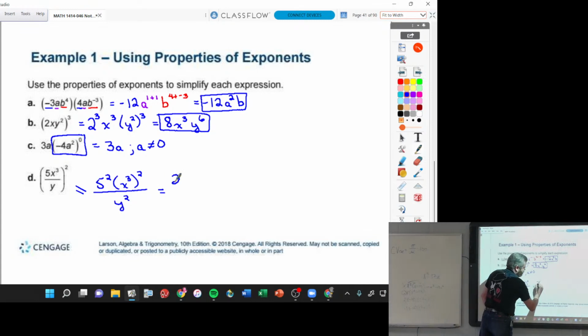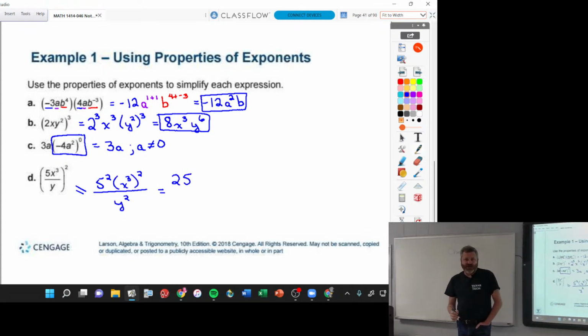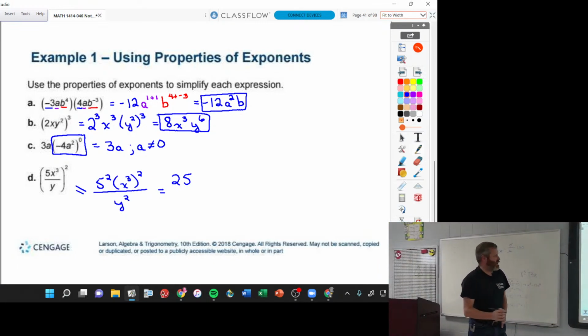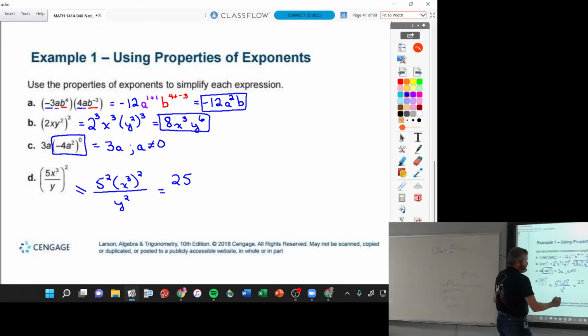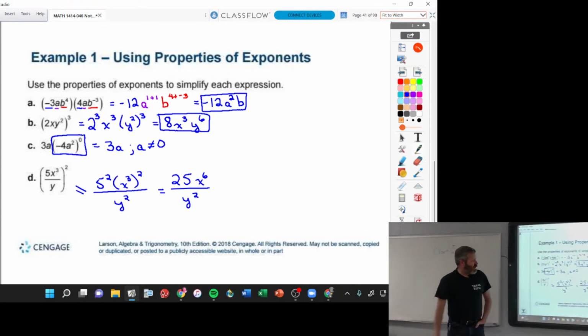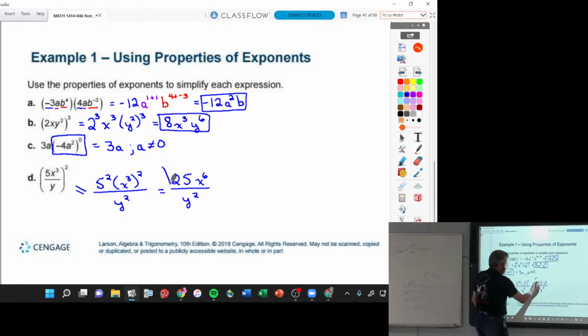That's 25. I have 5 squared, and x cubed squared. Again, I'm raising a power to a power, so when you raise a power to a power, you multiply those exponents. That gives me x to the 6th power. 5 squared is 25, over y squared. I look at that and see again that I can't simplify anything, so we're done, and that is, in fact, the answer.